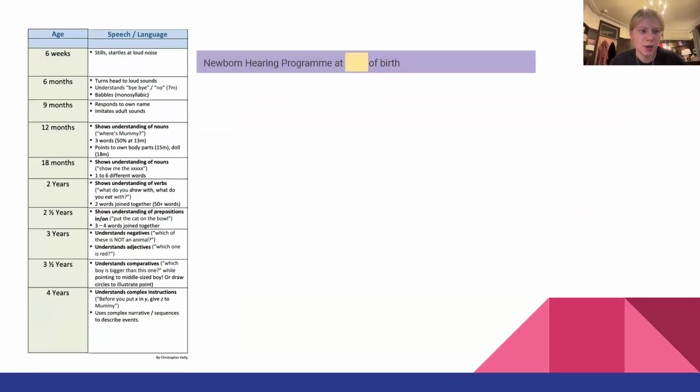So moving on to the next one, speech and language. Very conveniently, at about 6 weeks, if you click next, we have the newborn hearing program. It occurs between 4 to 5, sometimes 6 weeks. Does anyone know how that is assessed? What sort of tool do we use to assess that?